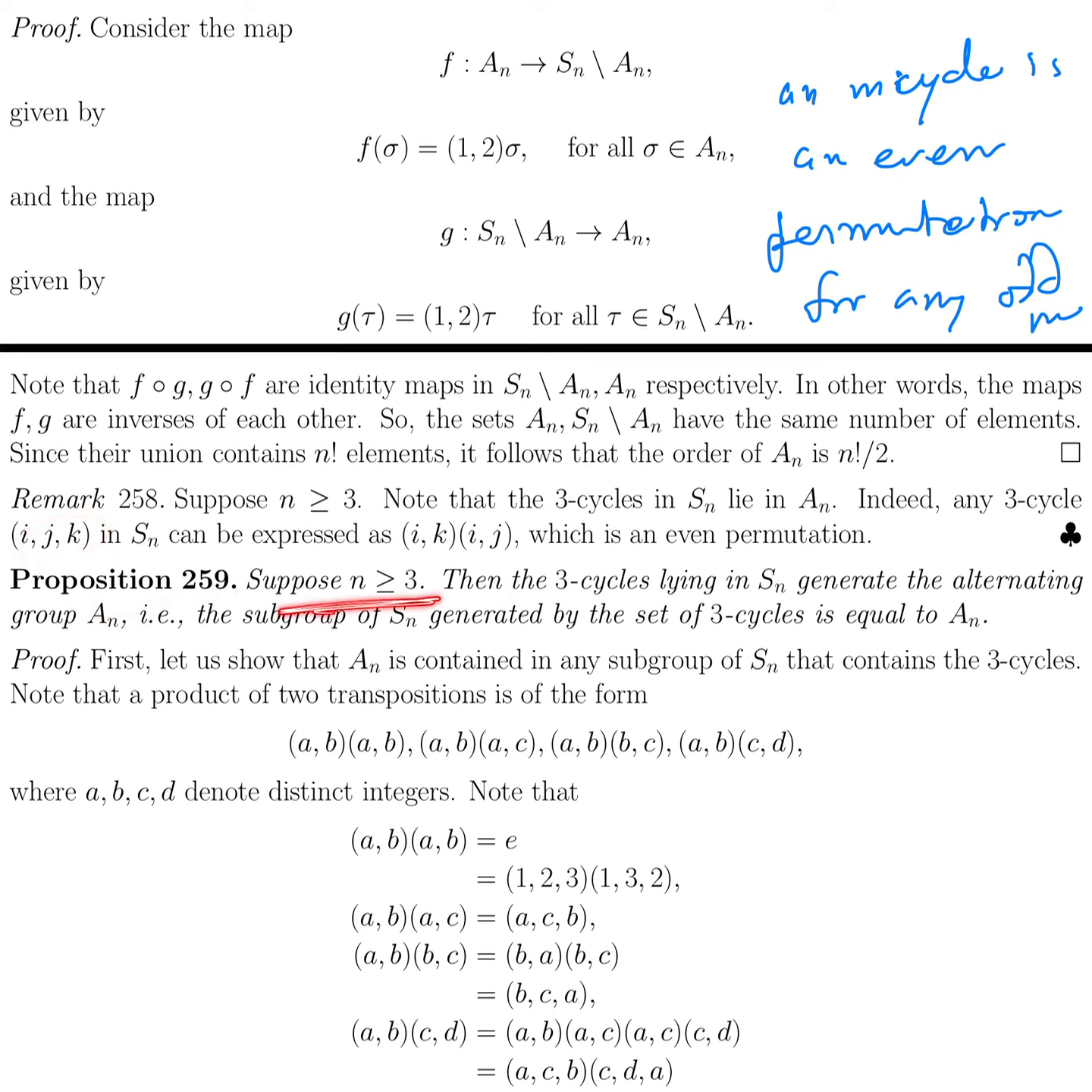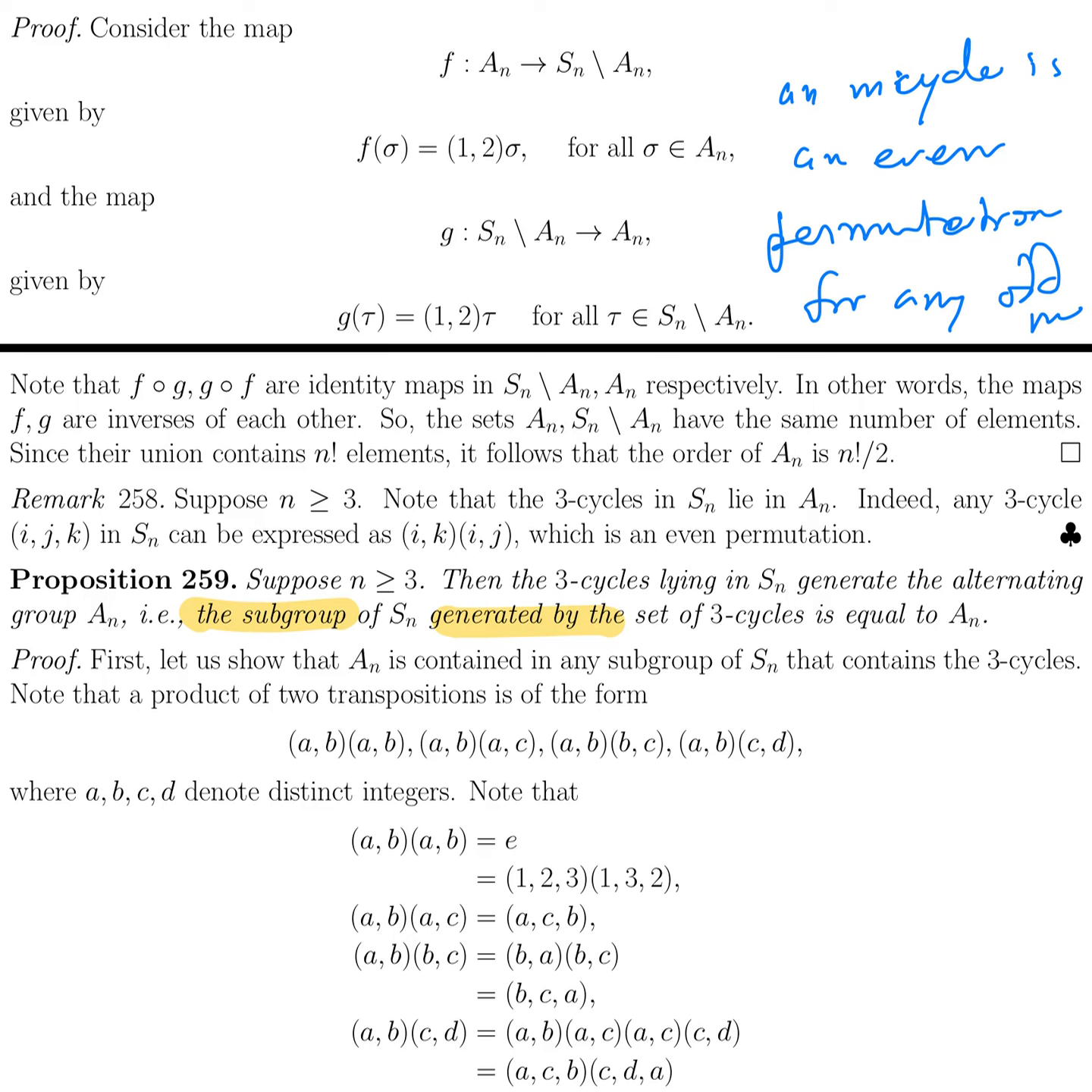For that, we of course need to assume that n is at least 3, otherwise 3 cycles wouldn't make any sense. So suppose n is at least 3. Then the 3 cycles lying in Sn generate the alternating group. Let me recall what we mean by such a generation. It means that the subgroup of Sn generated by the set of 3 cycles is equal to An. Here you could ask what it means that a subgroup is generated by some set.